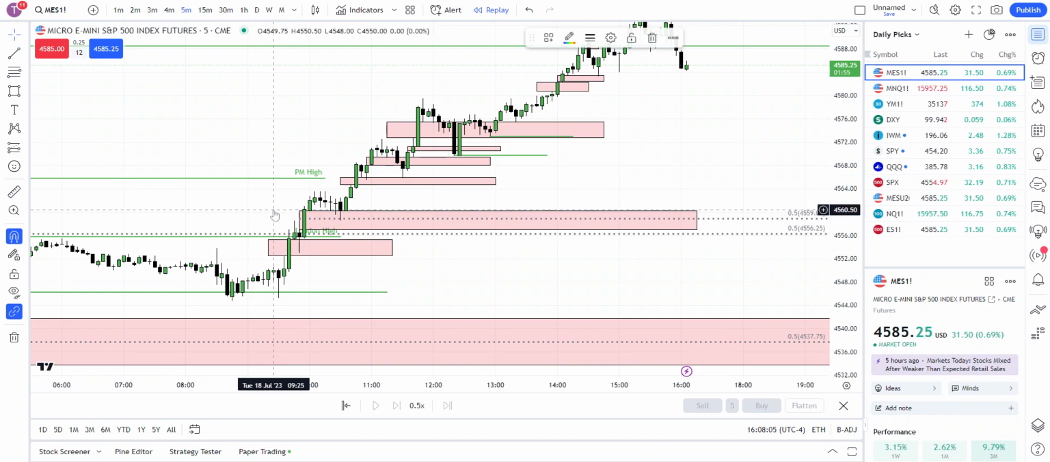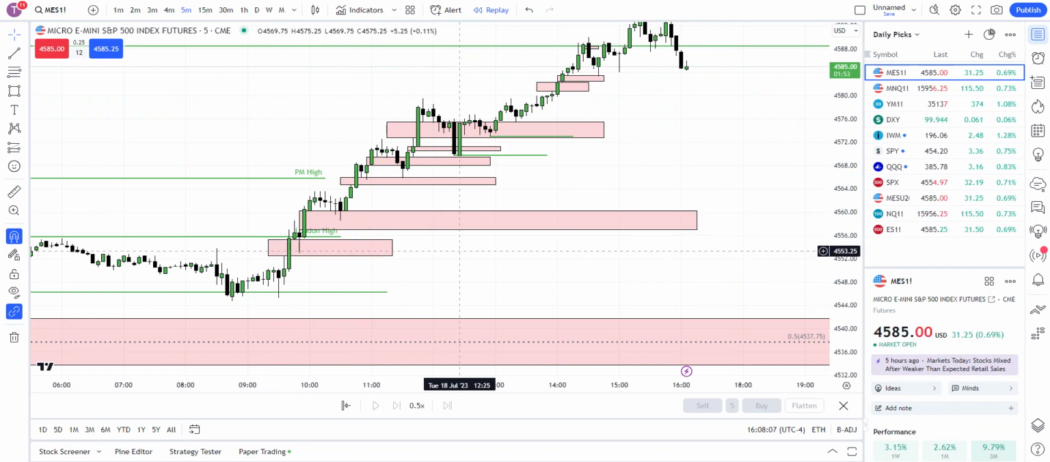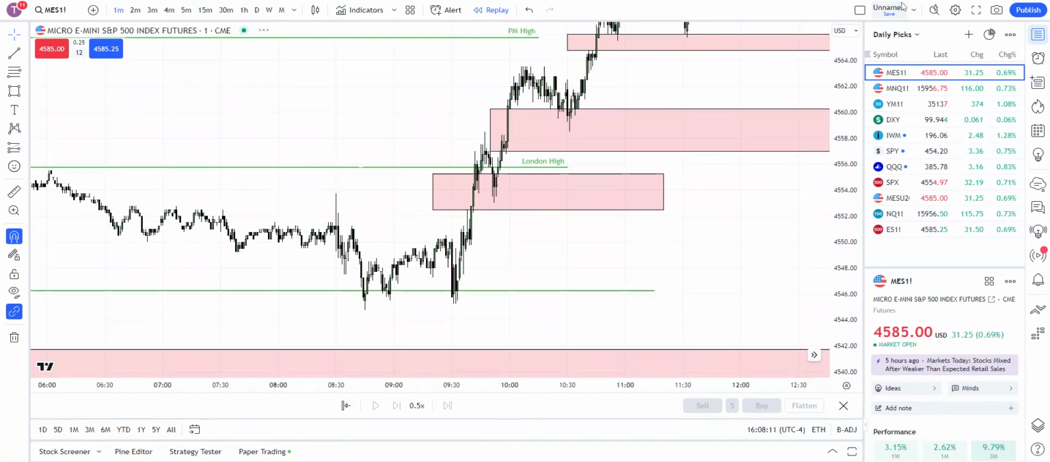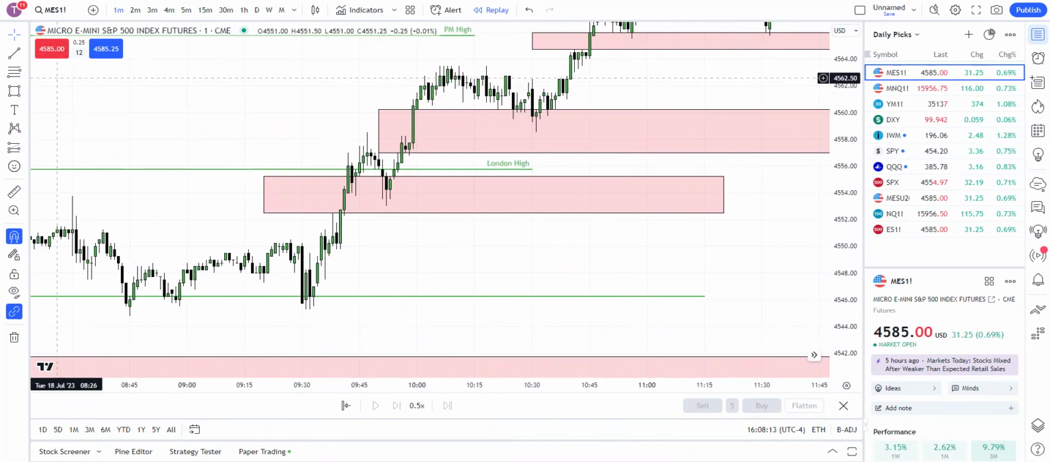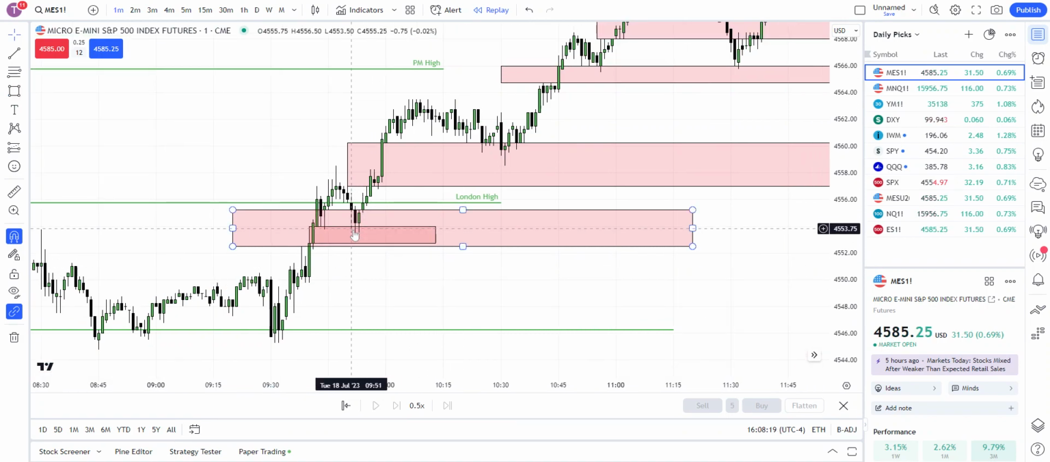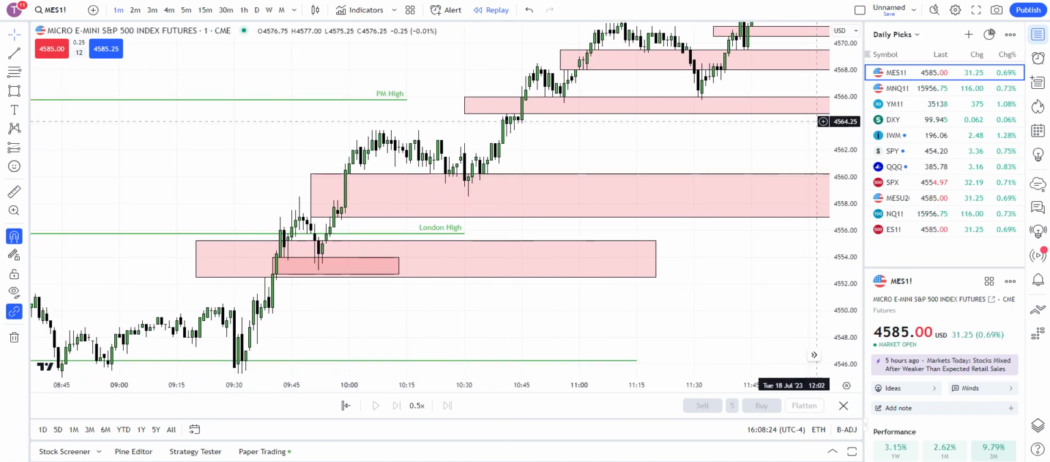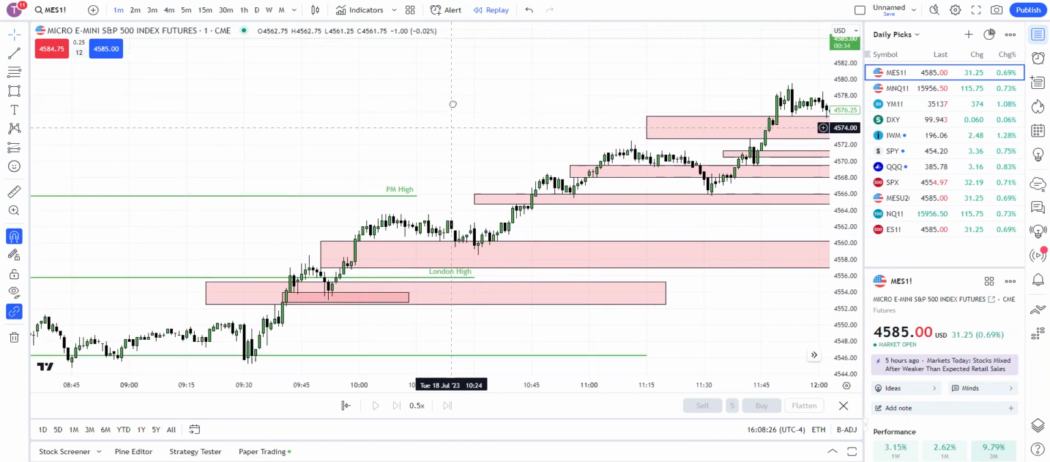Move these CEs. And now let's drop down to the 1 minute. And we're going to see right here, 1 minute fair value gap entry. There is your silver bullet play right here. Take that up to the PM session highs. Then you can hold for the daily buy side.